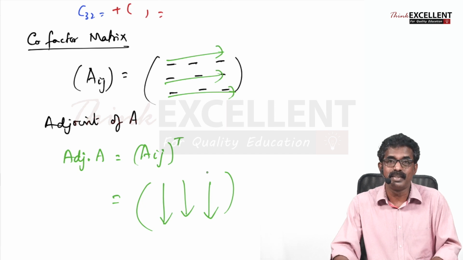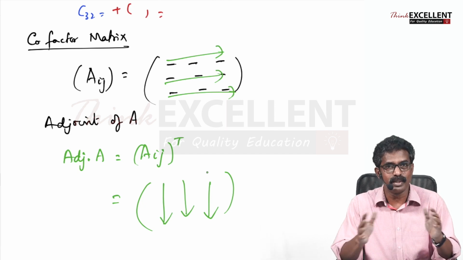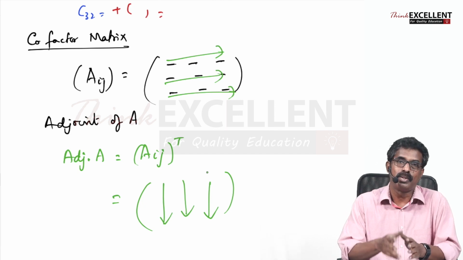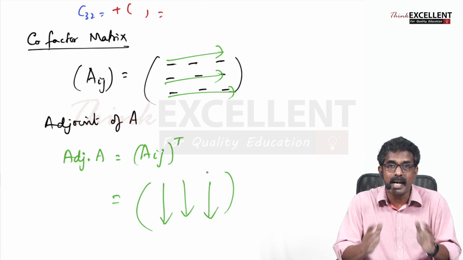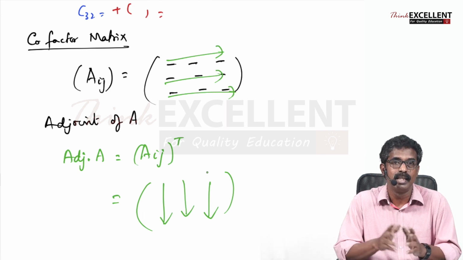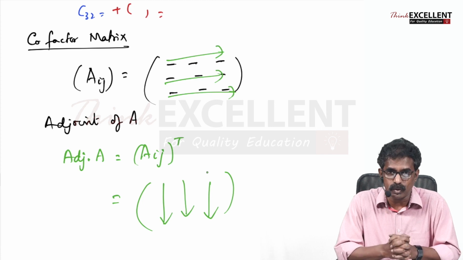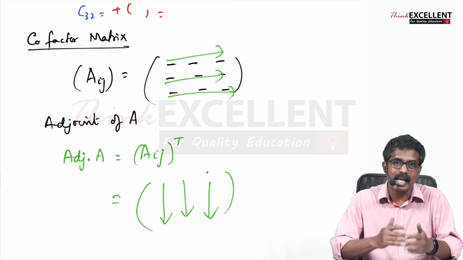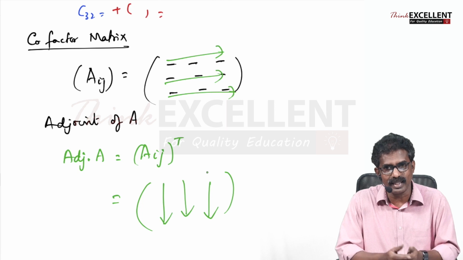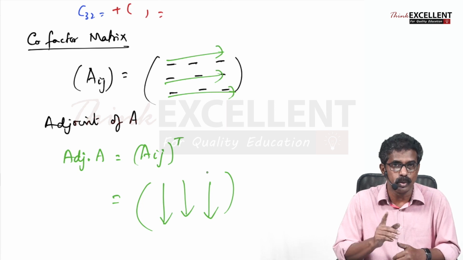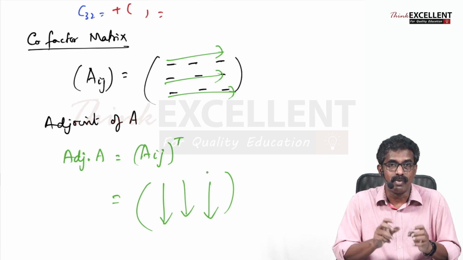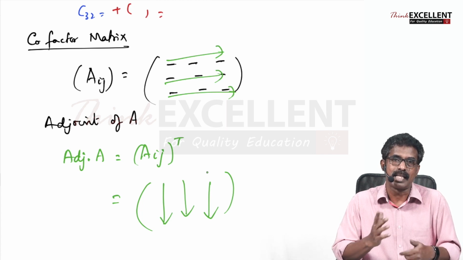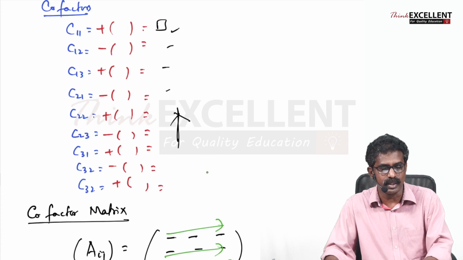So how can you find the adjoint of a matrix? Tedious work, a lot of work is there. First you find all the cofactors. Form the cofactor matrix by replacing each element by the corresponding cofactor. Then you take the transpose of that. That is very easy, right? Interchanging rows and columns, you will get adjoint A. So for adjoint A, find the cofactors, form the cofactor matrix, take the transpose. That is called the adjoint of a matrix.